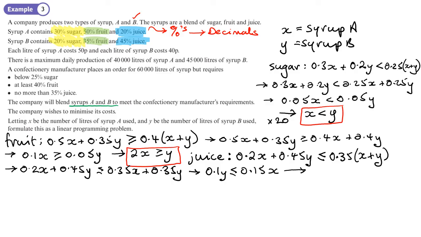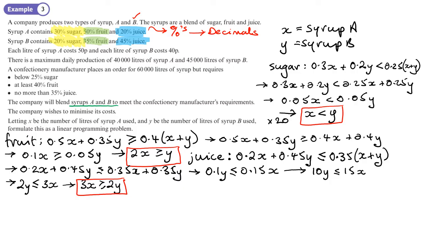We want to simplify this. So maybe what we'll do is we'll times both sides by 100. So we will then get 10y is less than or equal to 15x. And I can see that I can simplify that by dividing both sides by 5. So I'll get 2y is less than or equal to 3x. Sorry, not 15x. We were dividing it by 5, so it's 3x. So we might flip it around and write it as 3x is greater than or equal to 2y. So we'll just highlight that inequality.